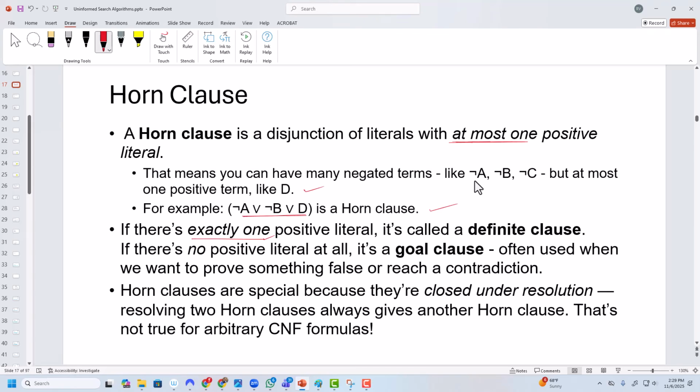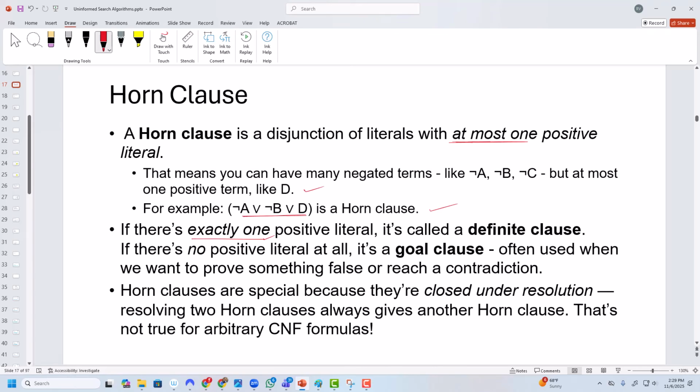Horn clauses are special because they are closed under resolution. It's a very important thing. Closed under resolution means when you apply resolution to two Horn clauses, what it produces is also a Horn clause. Resolving two Horn clauses always gives another Horn clause. That's not true for arbitrary CNF formulas. When you take two CNF clauses, you cannot guarantee that resolving them will create a Horn clause. So Horn clauses are much easier to handle.